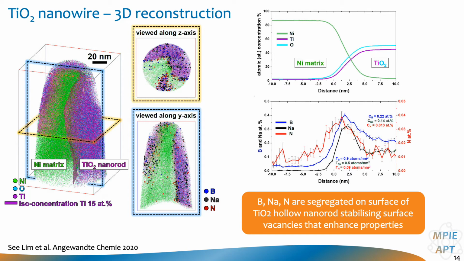And all of these species segregated at the interface might completely change the catalytic properties, and beyond, and also stabilize the vacancies, the oxygen vacancies that are deemed to be responsible for the change in the activity of these titanium dioxide nanorods. So again, good insights from the atom probe there.